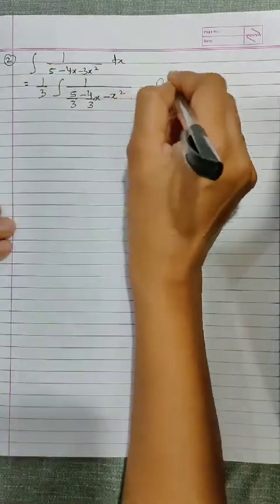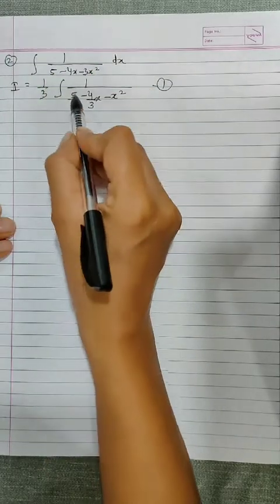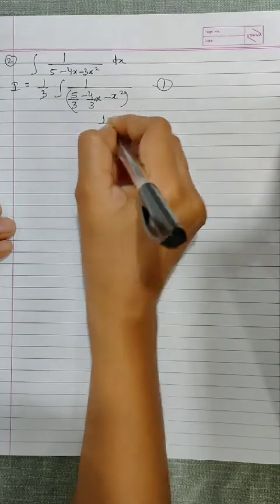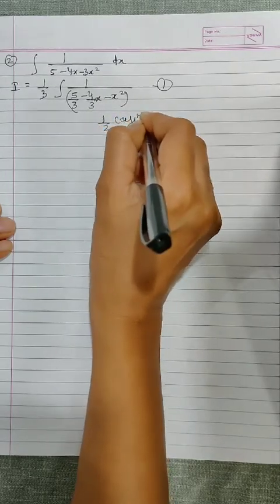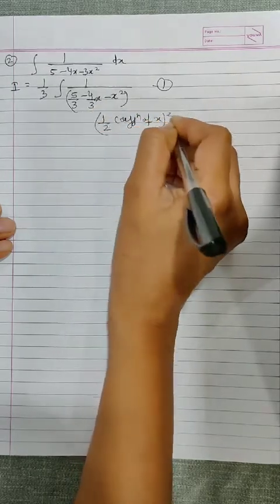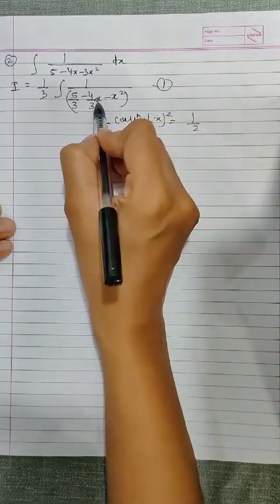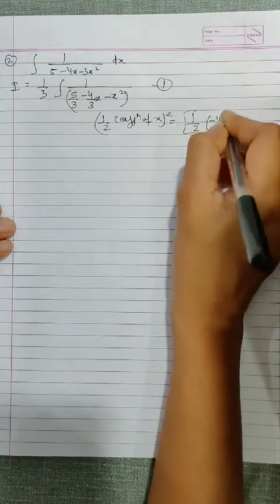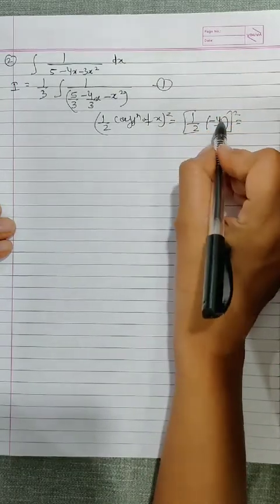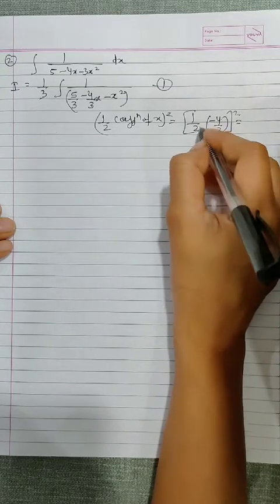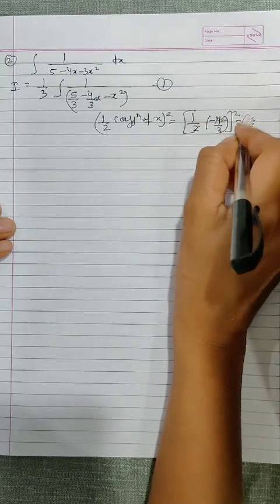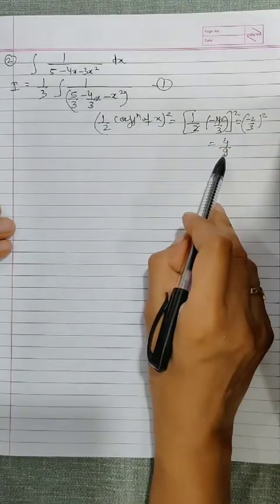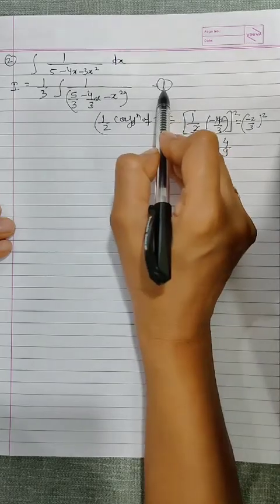Now say this is equation number 1 and this is I. Now we have to make this term a perfect square. So we have to take half of the coefficient of x and its square. Now what is the coefficient of x? Minus 4 by 3. So minus 4 by 3, half of it is minus 2 by 3, and its square comes out to be 4 by 9. So we have to add 4 by 9 and subtract 4 by 9 in equation 1.